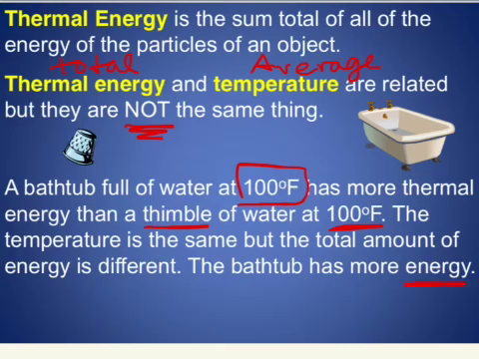So I want you to think about this. A boiling hot cup of tea actually has less thermal energy than a bathtub full of cold water. That's weird to think about, but the boiling hot cup of tea has a much, much smaller mass than a giant bathtub full of water. And so when you add up all of the thermal energy, the bathtub is actually going to have more thermal energy because of all those particles.